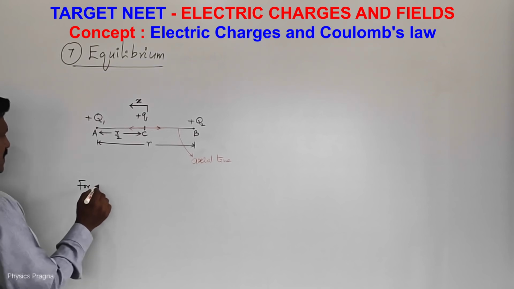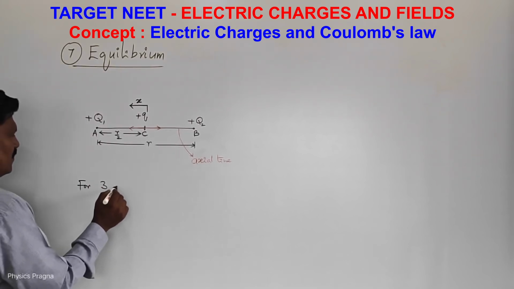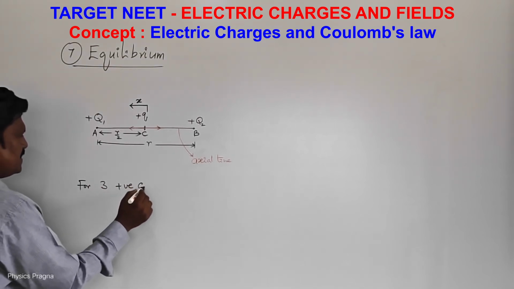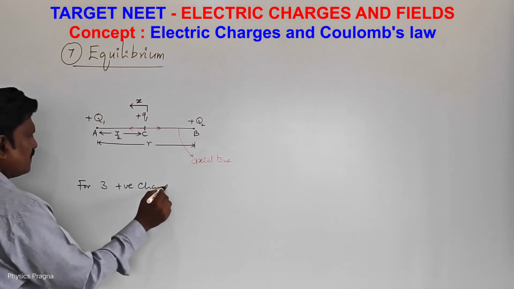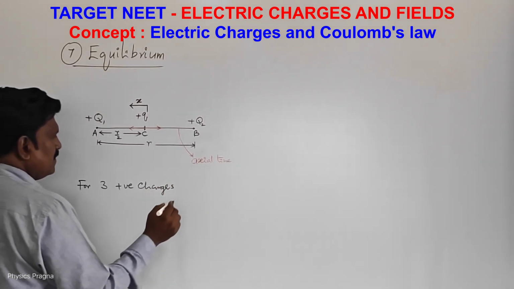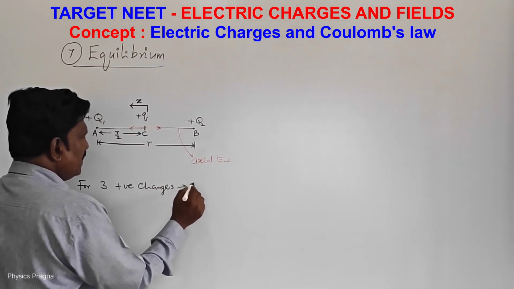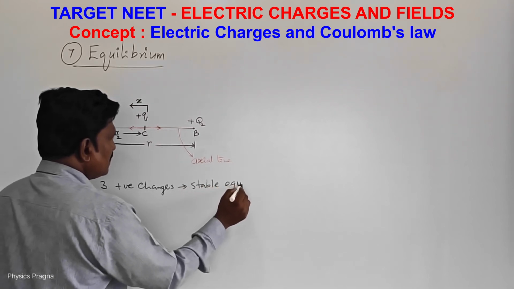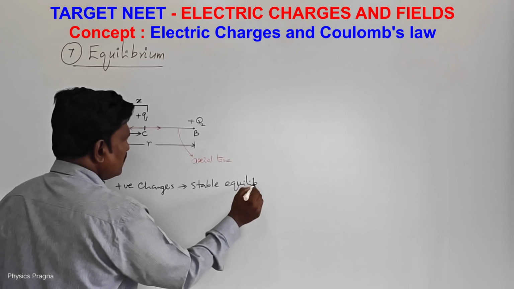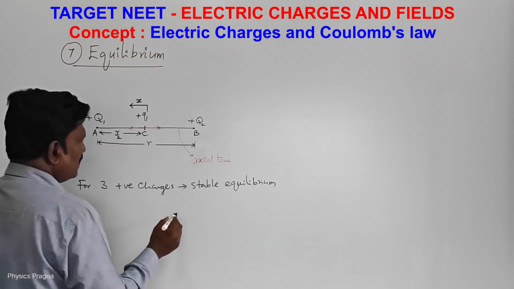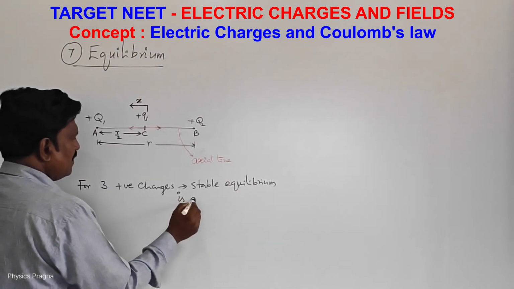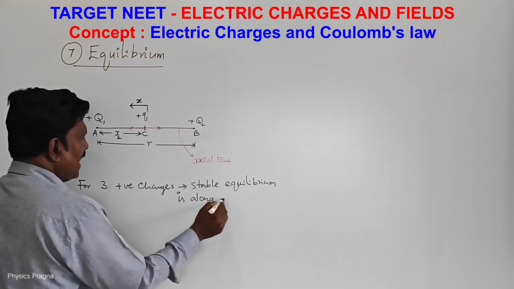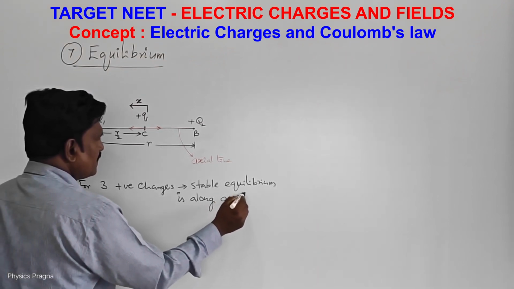For three positive charges, stable equilibrium is along the axial line.